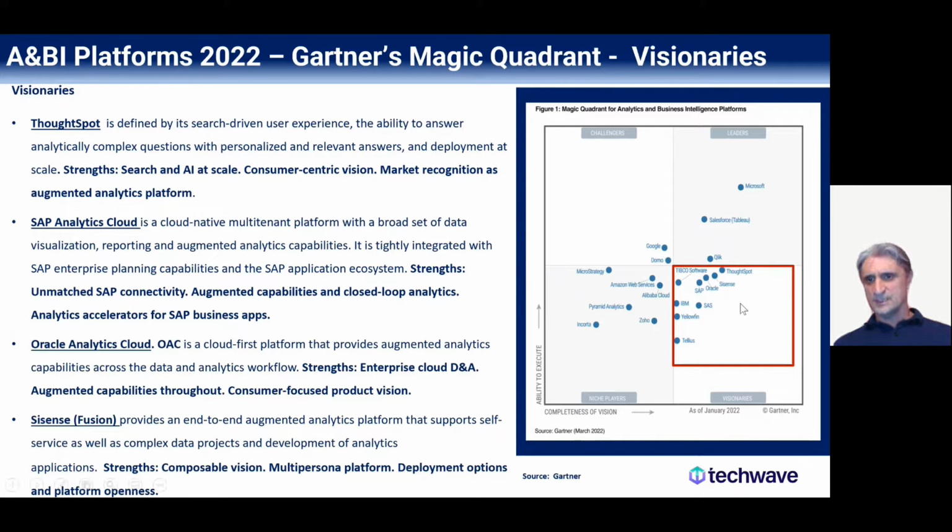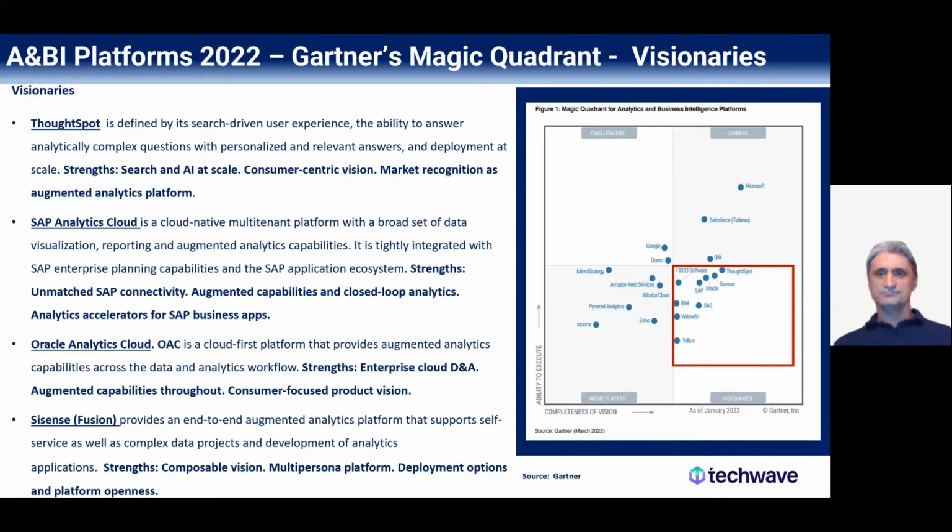Sisense is also very strong among the visionaries, and as you can see, all these vendors are very close to one another, and even very close to some of the leaders. Sisense Fusion provides an end-to-end augmented analytics platform that supports self-service as well as complex data projects and development of analytics applications. Strengths are composable vision, multi-persona platform, deployment options, and platform openness.